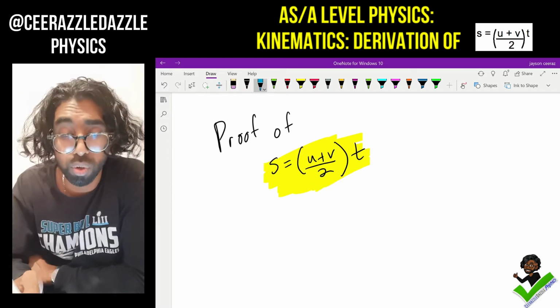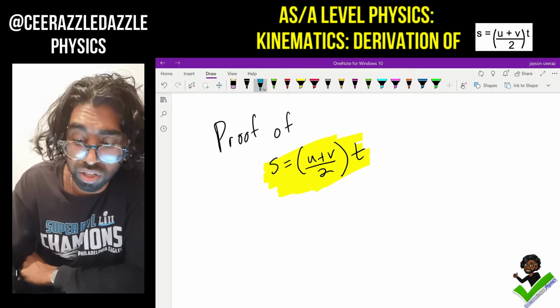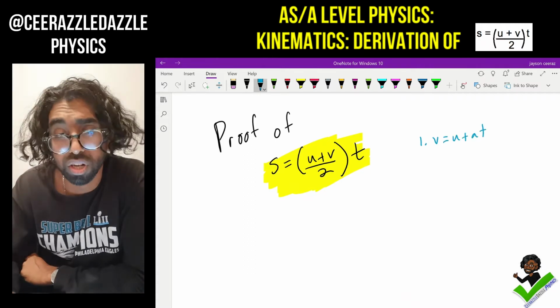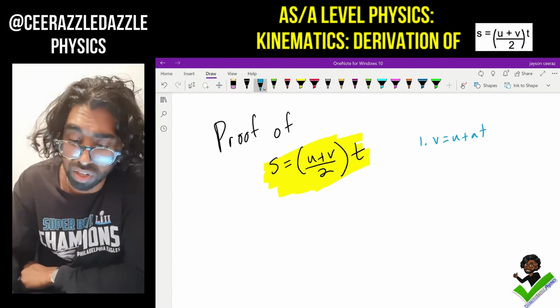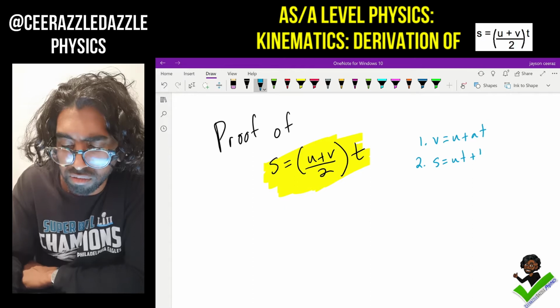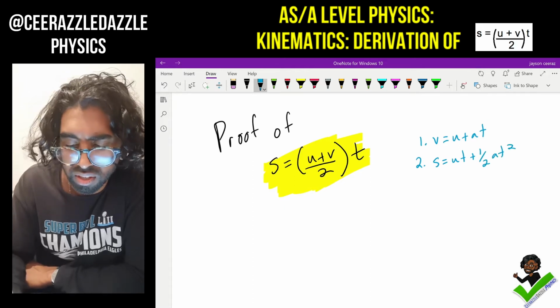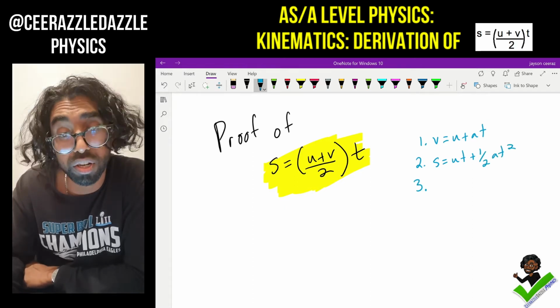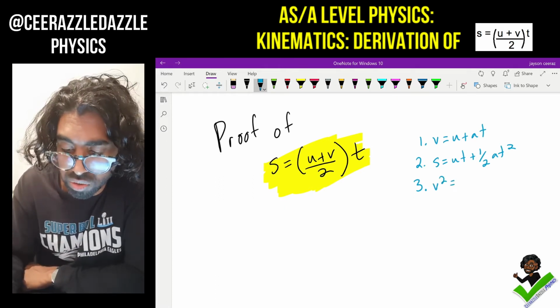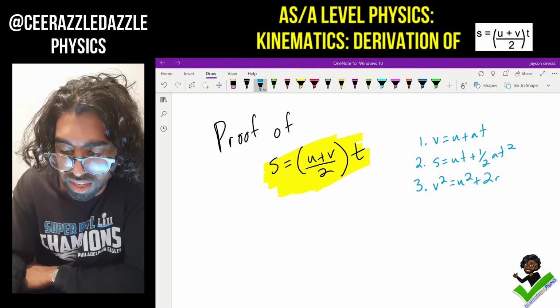So we've looked at other equations so far. The first equation is going to be v is equal to u plus at. The next equation I proved, and you can watch my video in which I've done it, it's going to be s is equal to ut plus a half at squared. The third equation, which I've proved as well, watch the other video, it's going to be v squared is equal to u squared plus 2as.